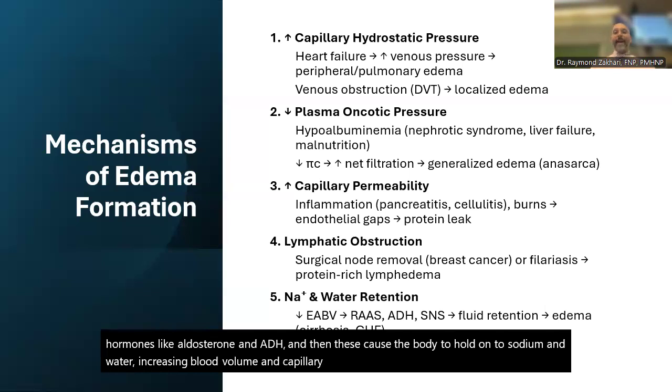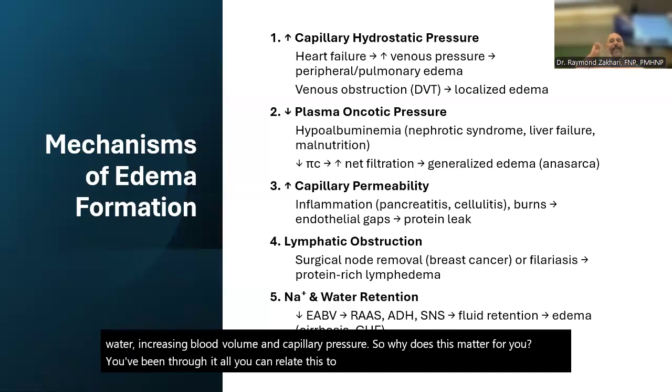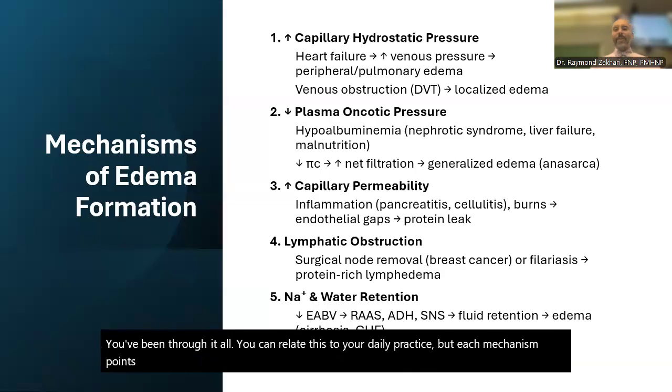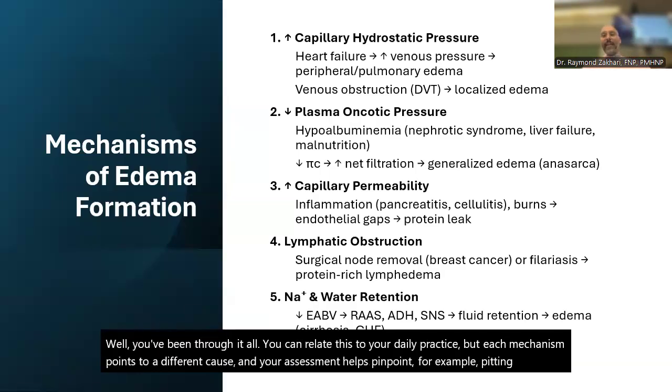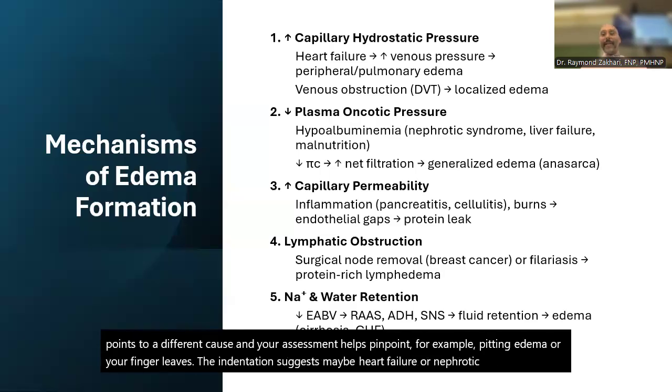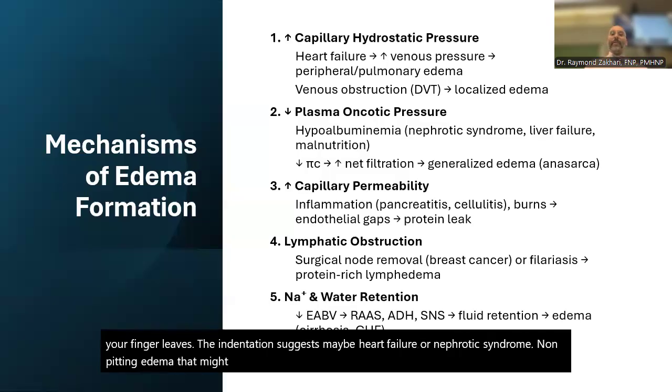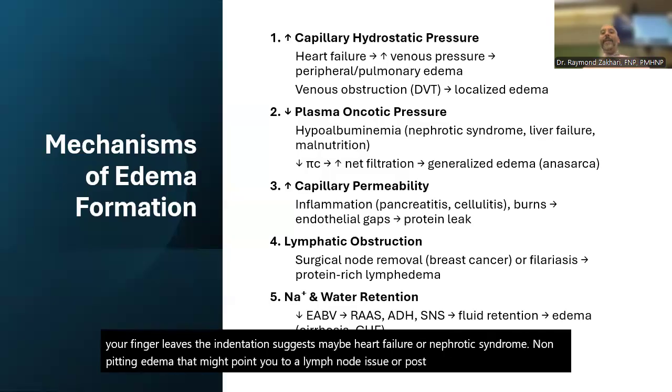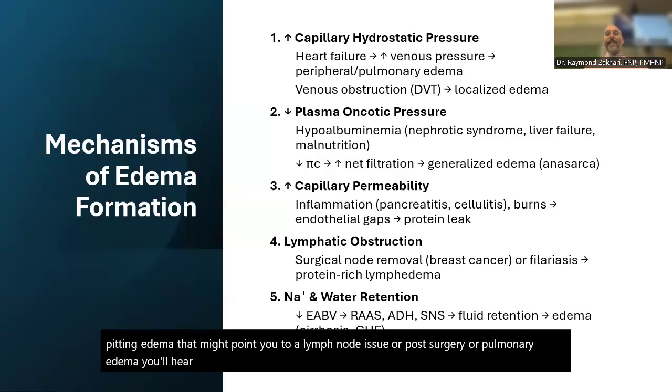So why does this matter for you? Well, you've been through it all. You can relate this to your daily practice, but each mechanism points to a different cause, and your assessment helps pinpoint it. For example, pitting edema, where your finger leaves the indentation, suggests maybe heart failure or nephrotic syndrome. Non-pitting edema might point you to a lymph node issue or post-surgery. Or pulmonary edema, you'll hear crackles and you'll see symptoms like shortness of breath, pink frothy sputum.